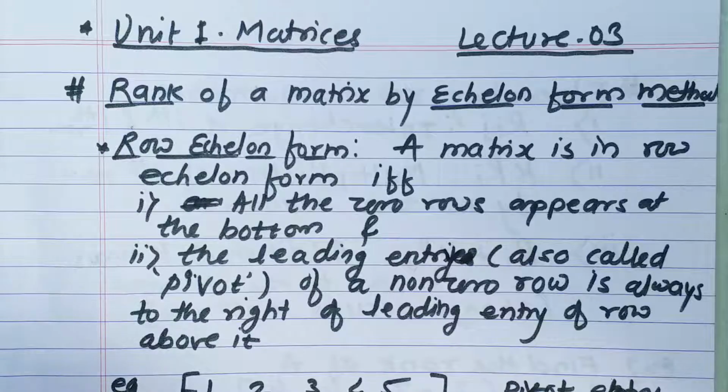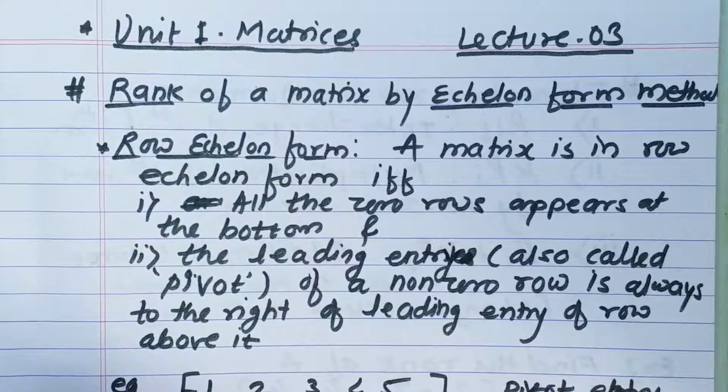In this lecture we are going to discuss the rank of a matrix by another method, that is the echelon form method. For determining the rank of a matrix, in the previous lecture we discussed the definition of rank of a matrix. Using that we calculated the rank of some matrices, but it is not always convenient to determine the rank using the definition, because for higher order matrices it takes time. So in such a case we have some methods to calculate the rank of a matrix.